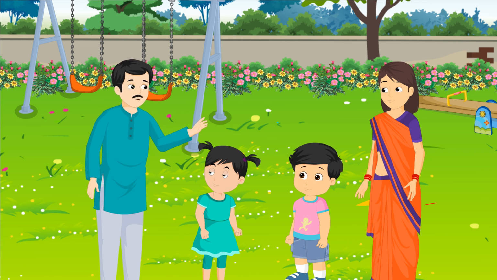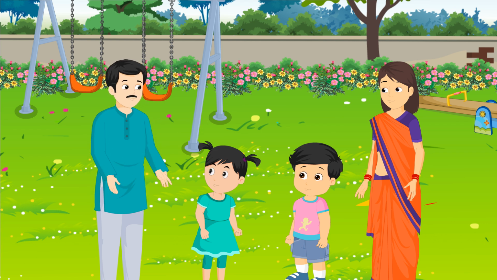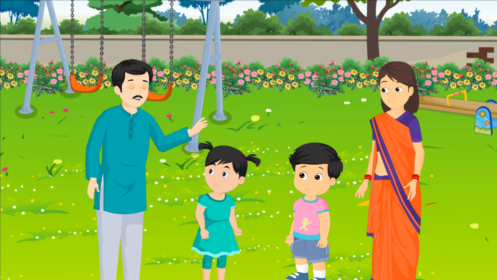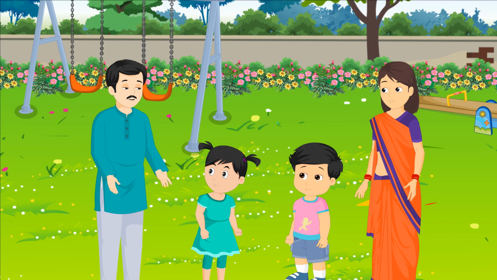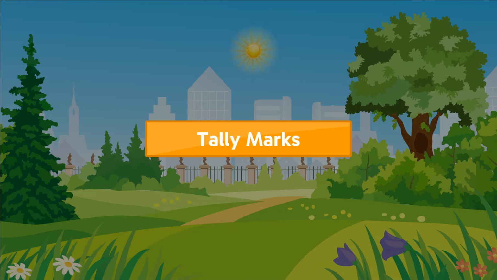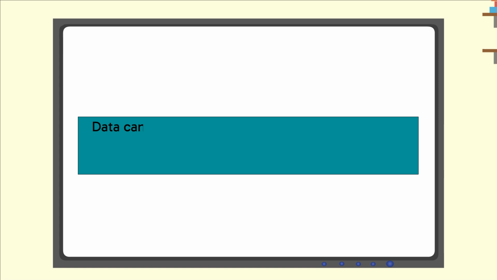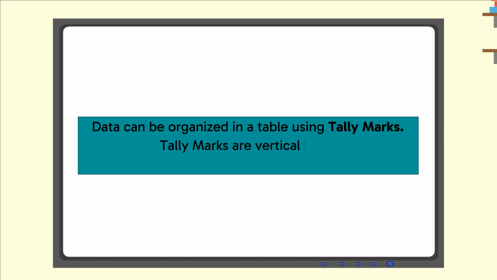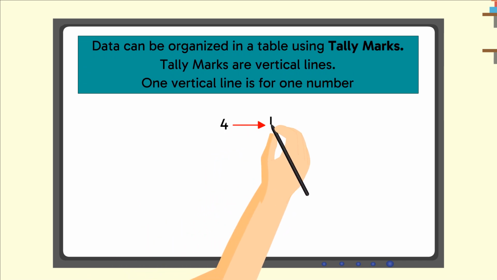You are right. Tally marks are the vertical bars used to count each item and make an informative table. Tally marks. Data can be organized in a table using tally marks. Tally marks are vertical lines. One vertical line is for one number or response. 4 vertical lines are drawn for 4 numbers.